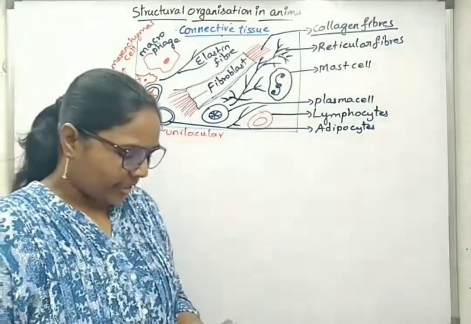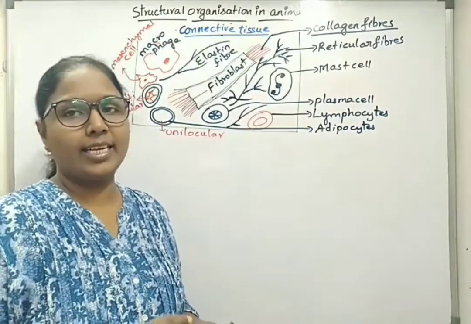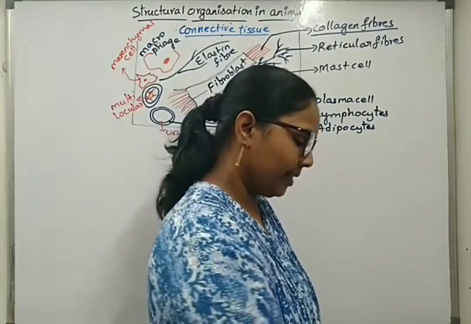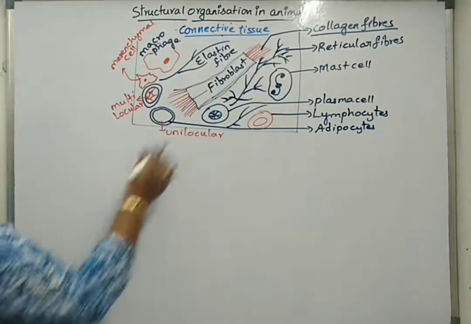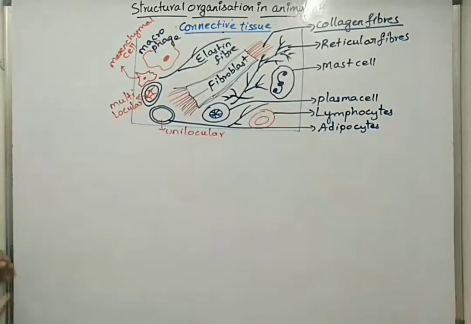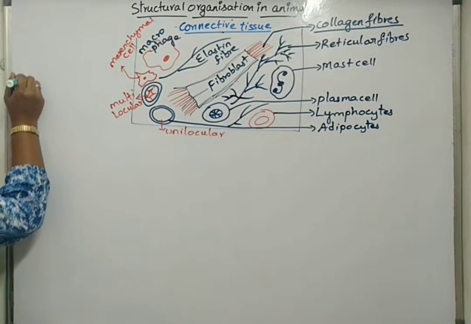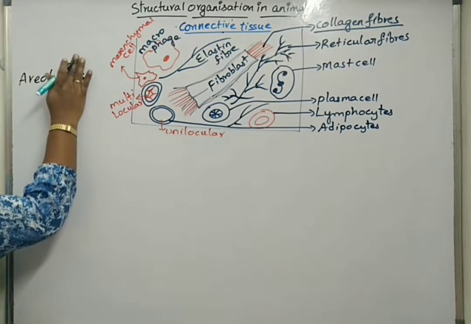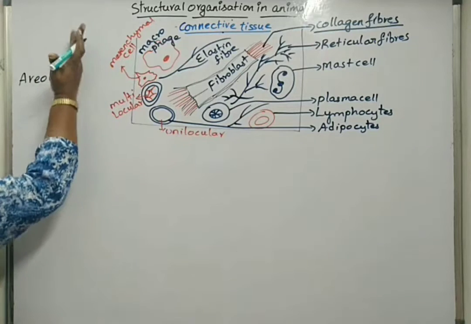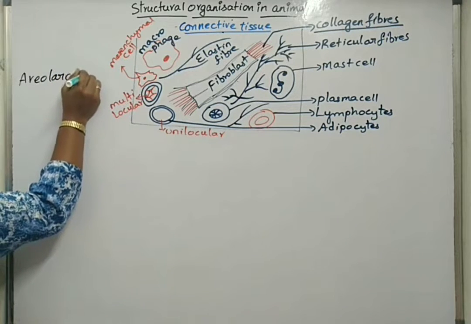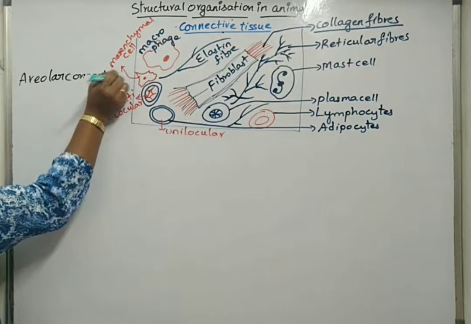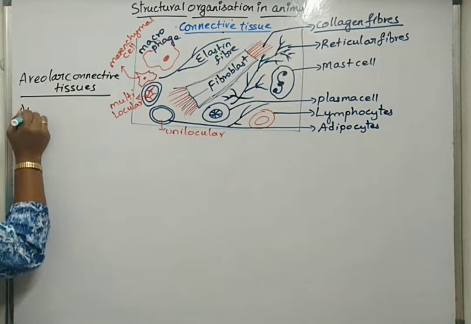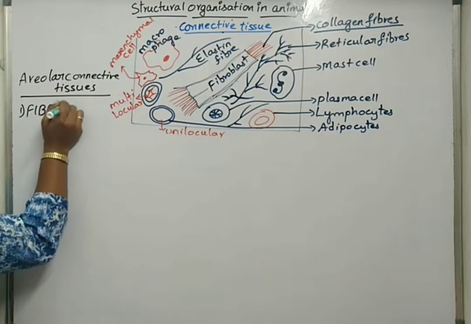So these are different types of cells or fibers within connective tissue. So we will start one by one in detail. First one, fibroblast, under areolar tissues or areolar connective tissue. First one about fibroblasts.